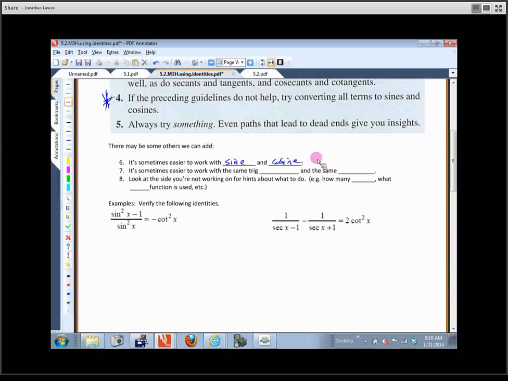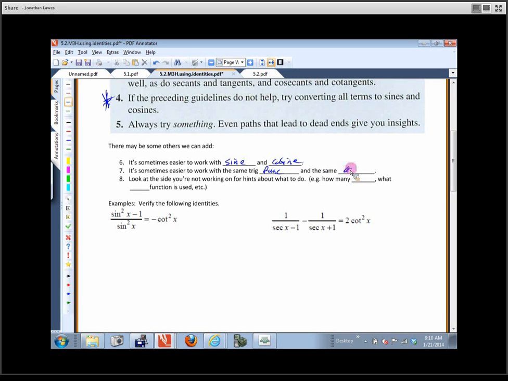It's sometimes easier to work with the same trig function and the same angle. We're not going to have too many of them with different angles, but if you do run into that, we are going to learn some identities over the next week or so where we can change one angle into another and things like that. Okay? And then another thing that I've found helpful is to look at the side you're not working on for hints about what to do. How many terms are there? What trig function is used? And things like that.